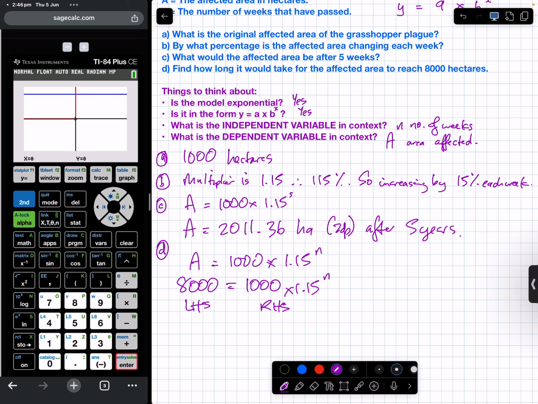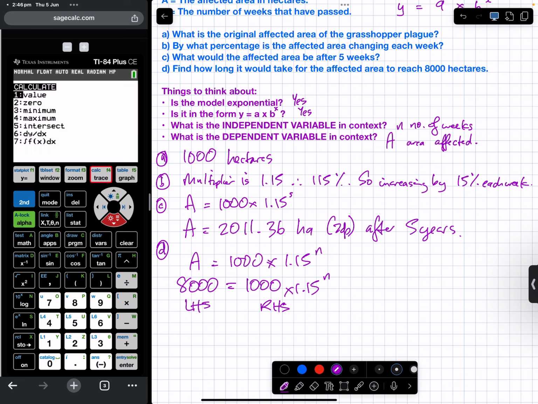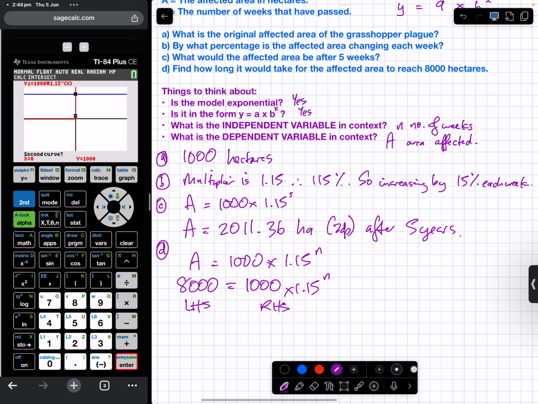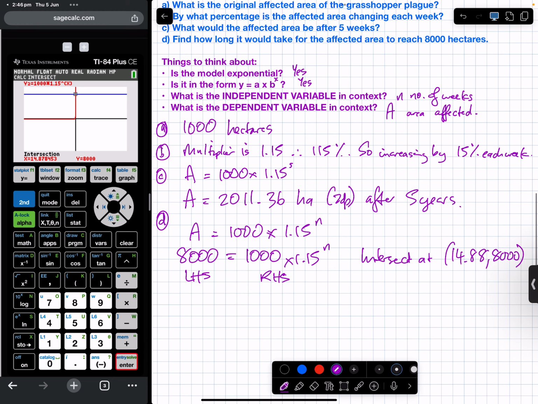Yep. Now you remind me, what do I press to get the calculator to find the intersection? Second trace. Yeah, 5, intersect. 8,000 is what I entered. That's what I entered second. I don't want you to guess. I want you to find it. So that's telling me intersect at 14.88, 8,000.